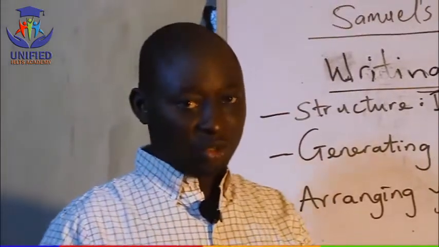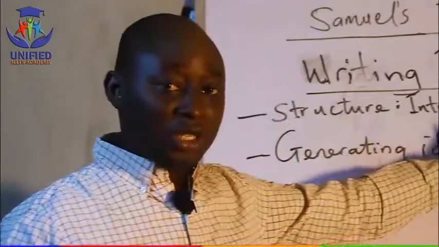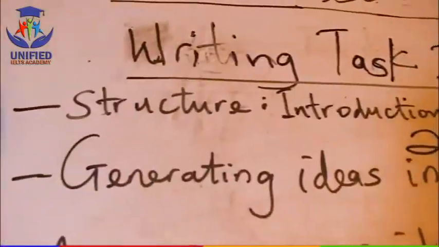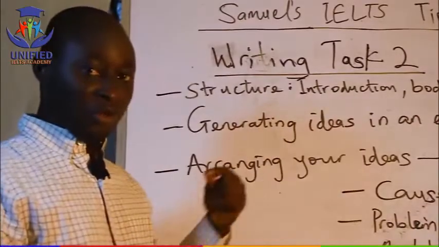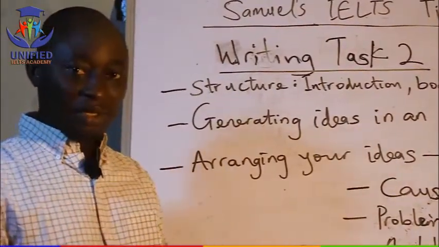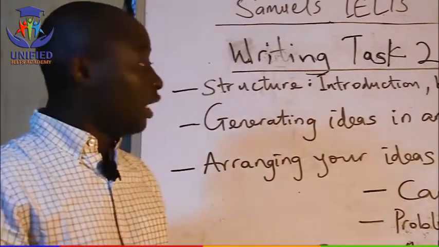Today we're looking at writing task 2. In writing task 2, which is typically an essay writing, you have 40 minutes to spend. I always advise candidates to use 30 minutes to write whatever you want to write, and the remaining 10 minutes to read over your work, proofread your work.